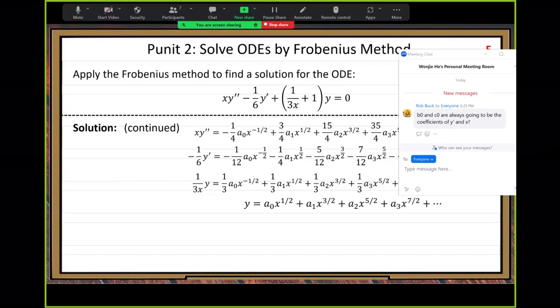Coefficient, same column. The coefficient of the first column is always 0. Okay, so it's gone. Then we look at adding up the coefficients of the second column. Make it 0, so we can find A1 equals -6/5 A0. Okay, that's the second column.